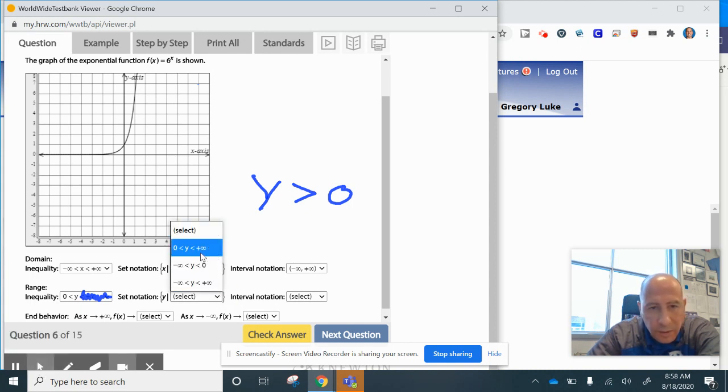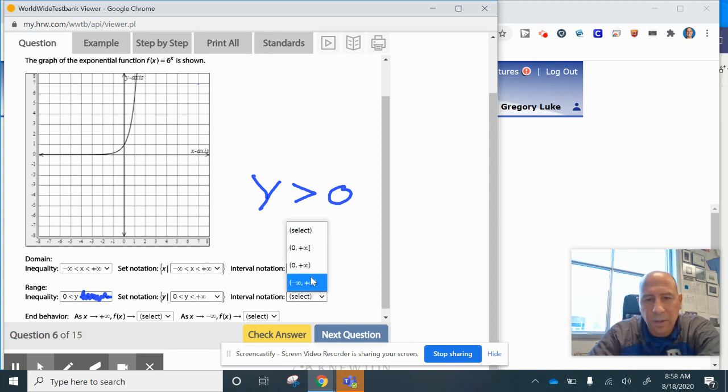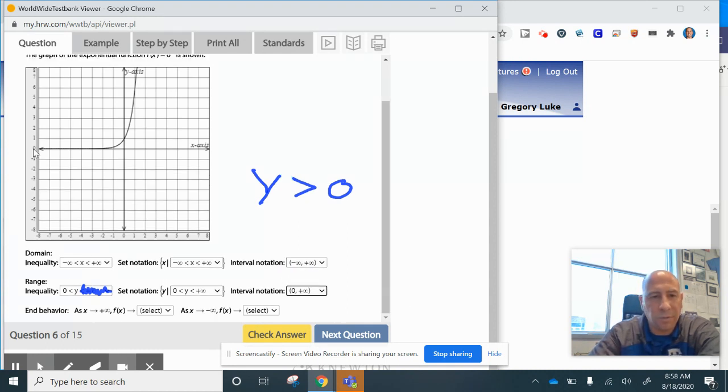So let's see. All right, now interval notation is basically, it's not including 0 and it's going to infinity. Be careful to never put a bracket with infinity, so it's there. All right, now end behavior. So as we go in a positive direction, as x approaches this way, we're going up, so positive infinity. Now as x is going this direction, see this one is approaching 0.